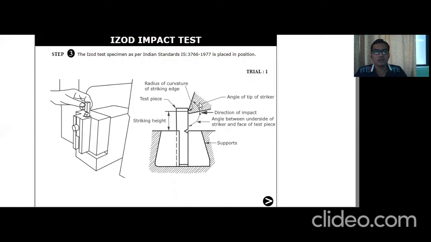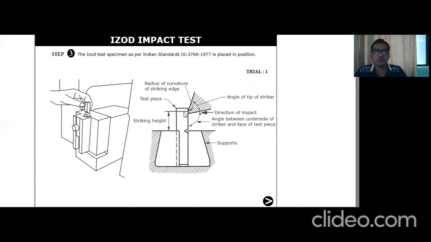Then this is a striking pendulum with a definite angle of peak of the striker. Then this is the direction of the impact. Here it will strike at this point and it will break like this. Then this is the striking height: for the free end, the striker will strike at this point, and that height is the striking height. So this is the specimen arrangement.